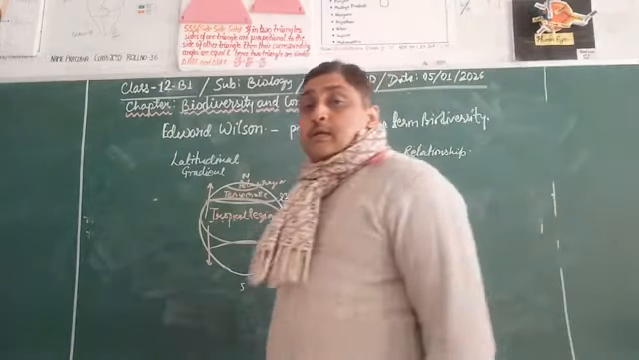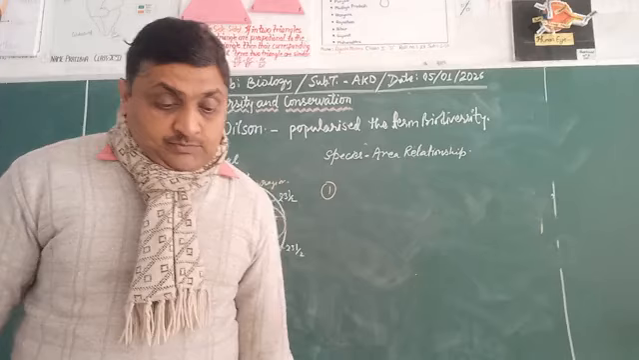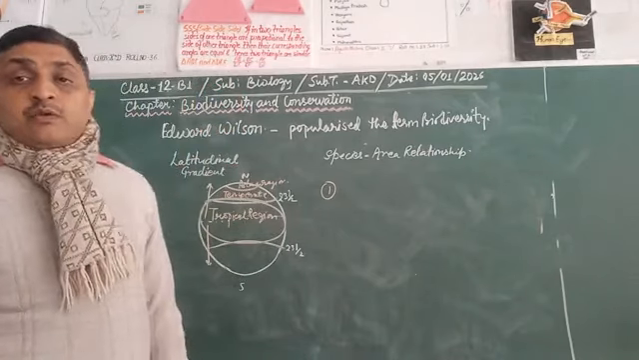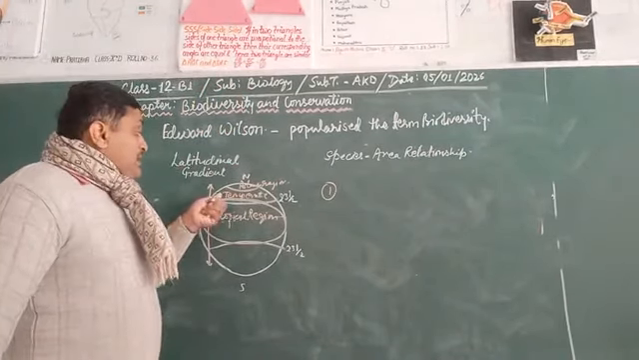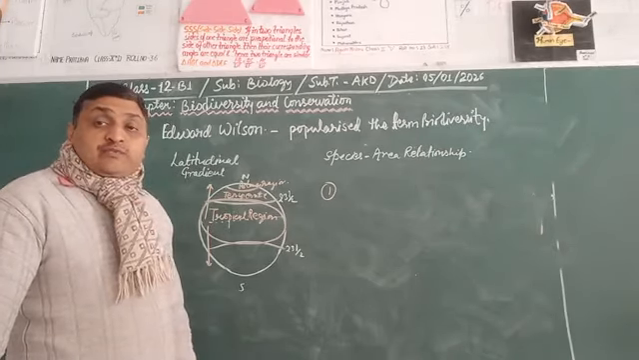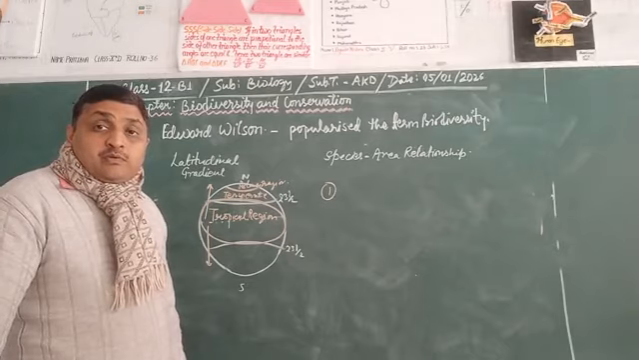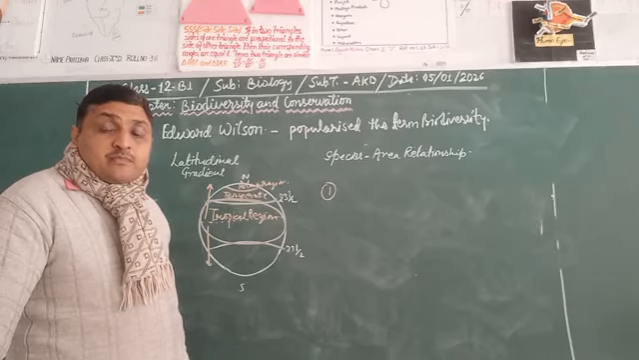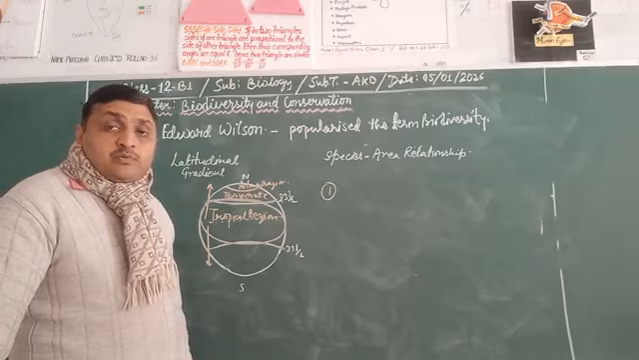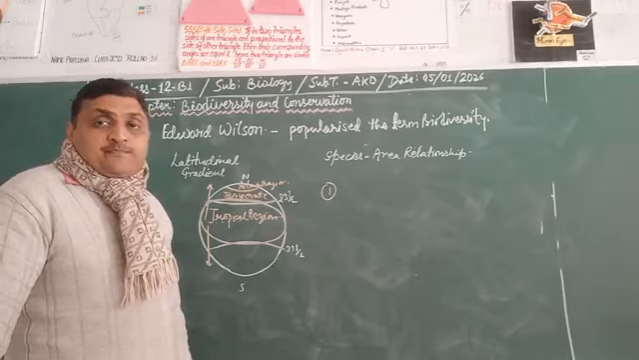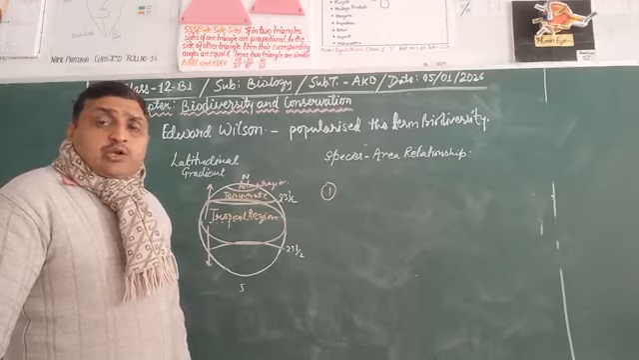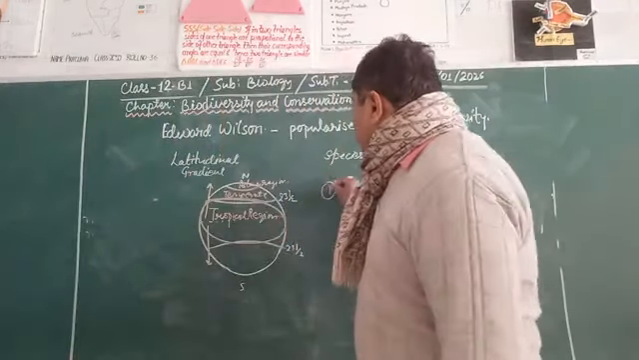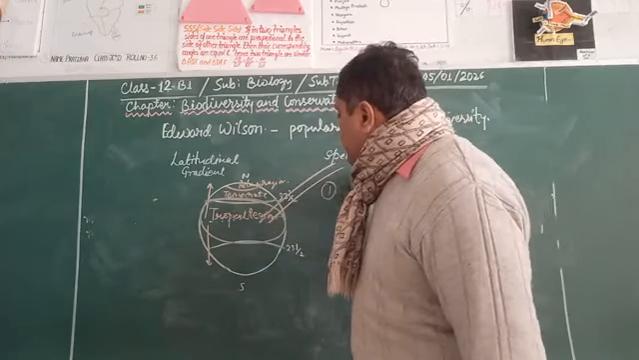Second, in the temperate region, there is less seasonal variation. This less seasonal variation also causes the loss of the biodiversity. And the third reason is the incidence of light. The tropical region receives the maximum light. At the tropical region, the light is the maximum.